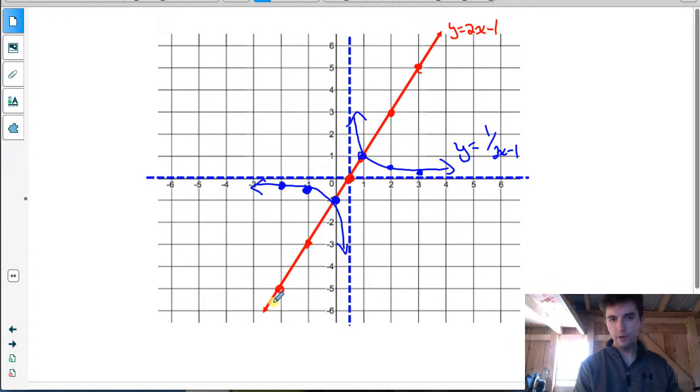A couple other properties I want you to notice. When the linear function has negative y values, so does the reciprocal function.